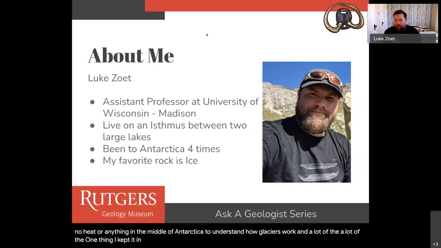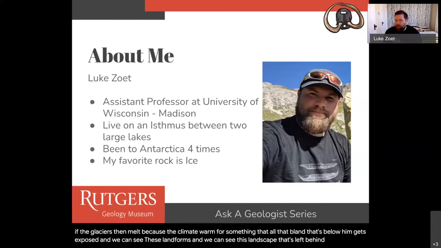A lot of the time we are spending there is to figure out how glaciers work, but underneath those glaciers is land. And the glaciers, as they're moving around over the land, they're shaping that land and eroding it away. And if the glaciers then melt because the climate warms or something, all that land that's below them gets exposed, and we can see these landforms, and we can see this landscape that's left behind. And that's what I'm going to talk a little bit about today.